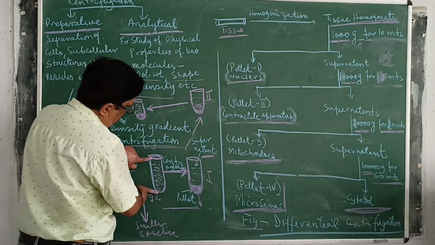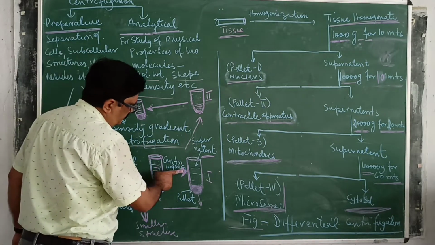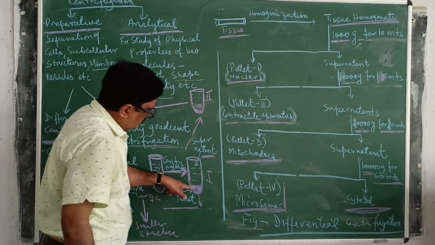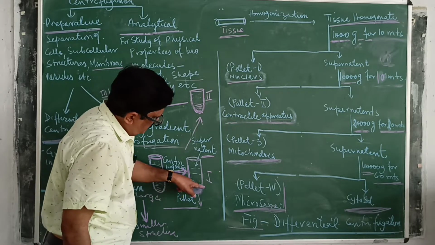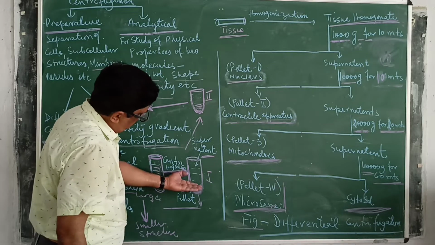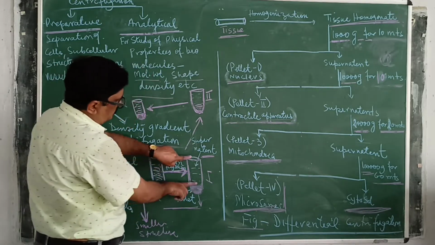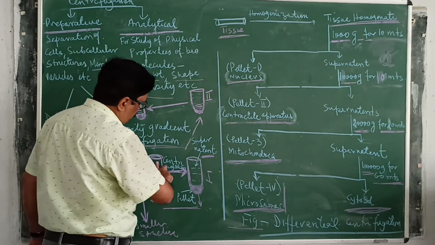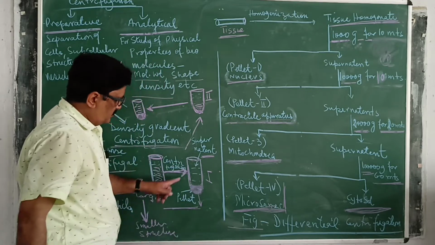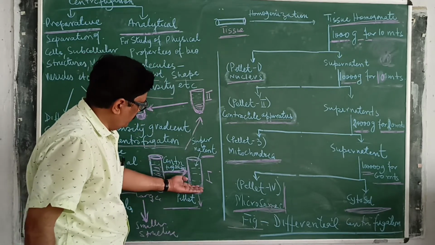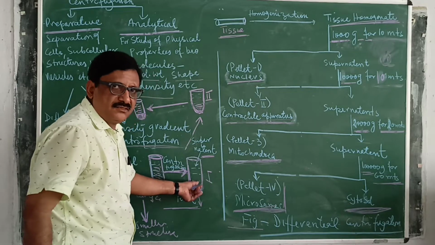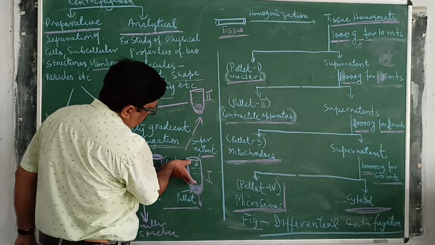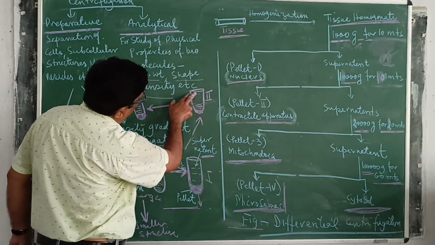Suppose this is the homogenate. This homogenate is subjected to centrifugation, resulting in sedimentation of the largest particle. The rest of the homogenate remains in the solution, and that solution is known as the supernatant. The supernatant is the component of the homogenate which is not settled down or sedimented. In the next step, this supernatant is collected into another test tube.